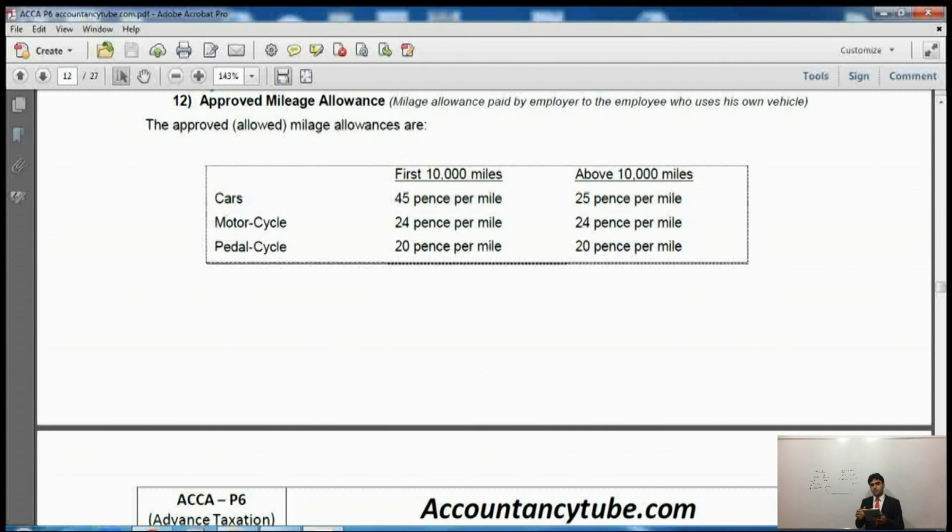Now there are two ways. We'll have to take the higher of these. That's what is instructed by HMRC. After that it says number 12, approved mileage allowance.